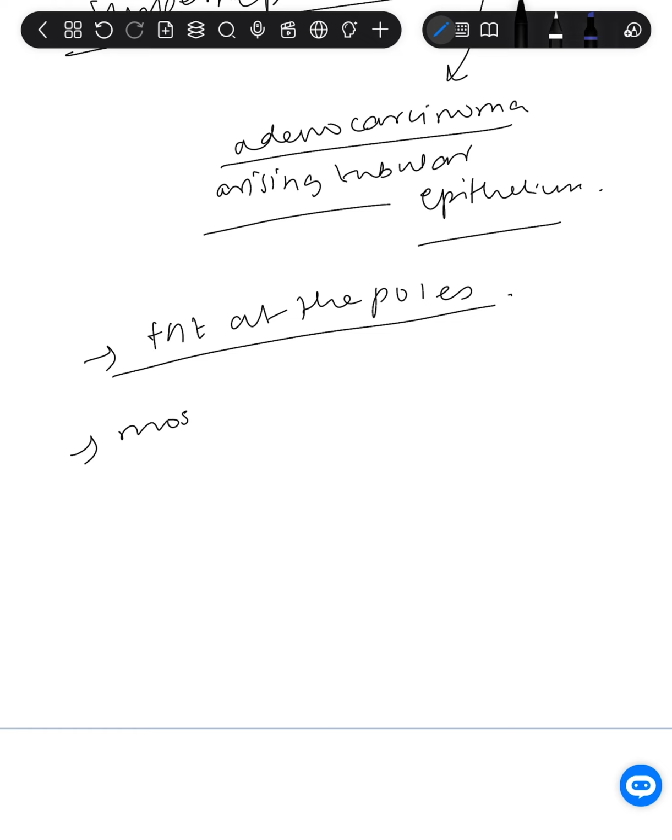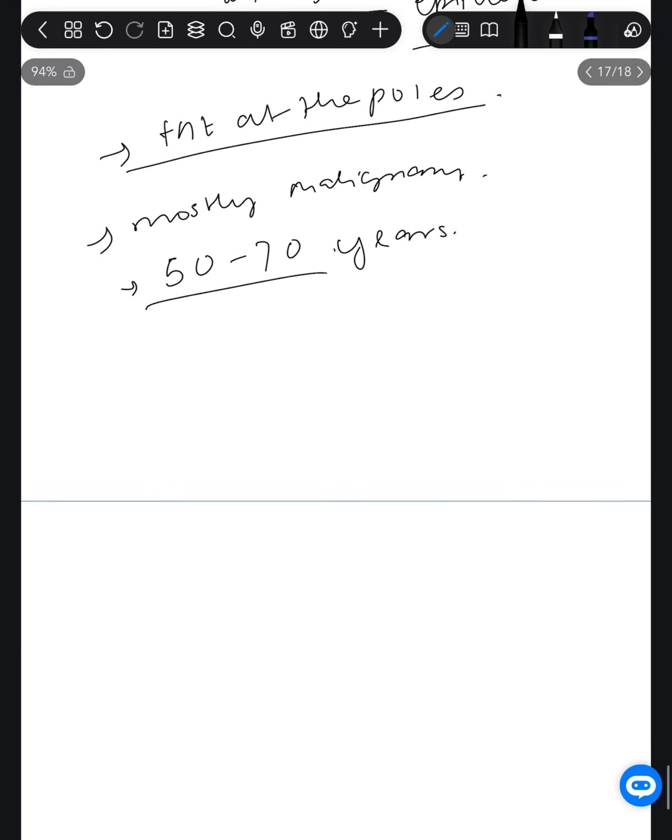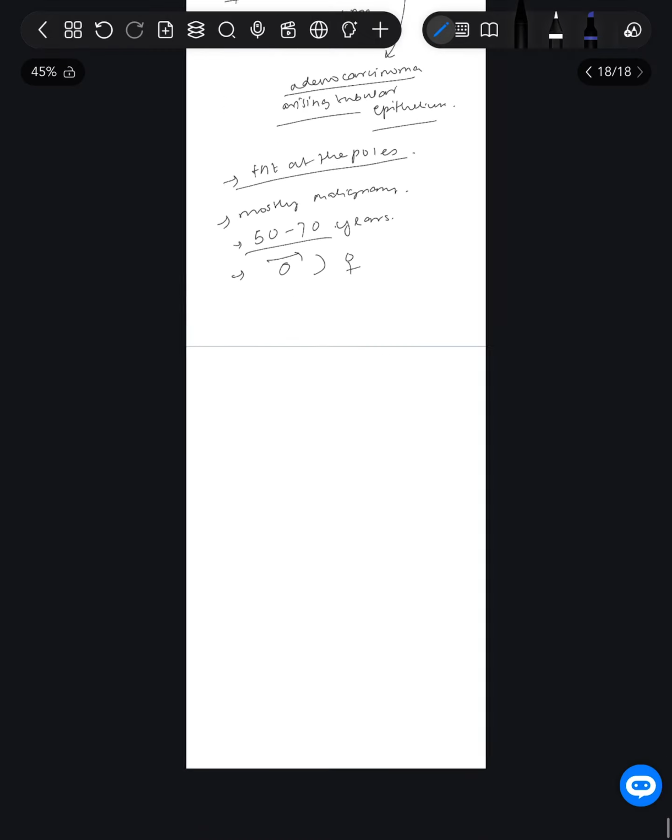It is mostly malignant, and the prevalence of this carcinoma is mostly in older people, around 50 to 70 years of age. Then, males have more prevalence than females. So these are the common facts that we knew.